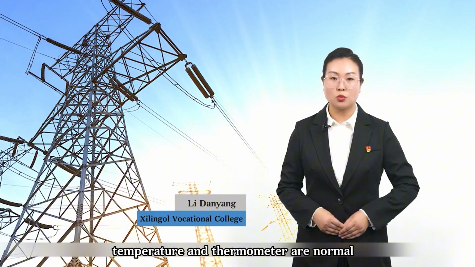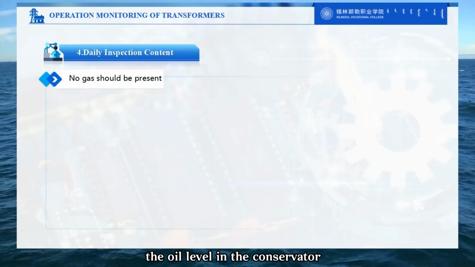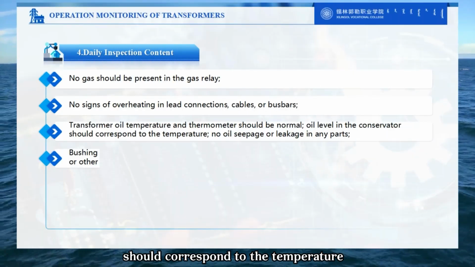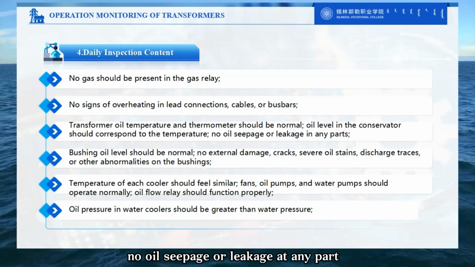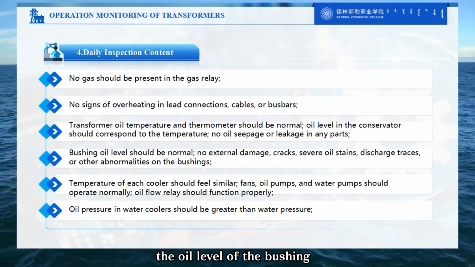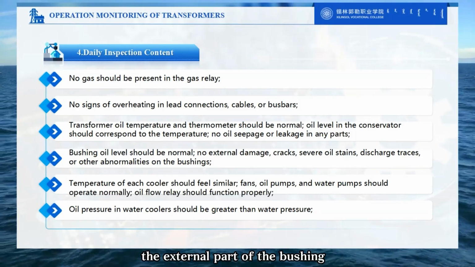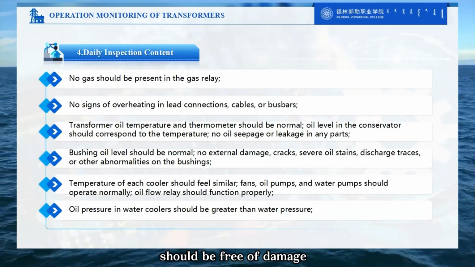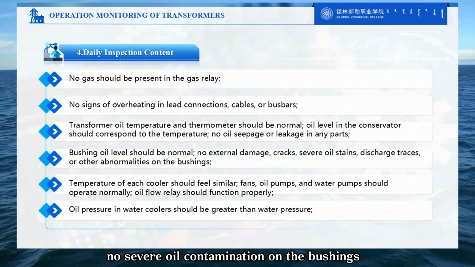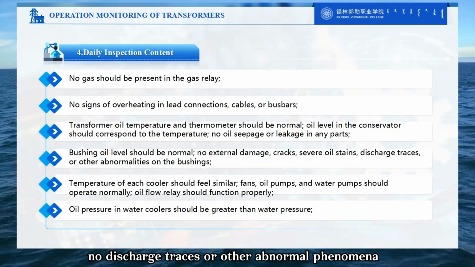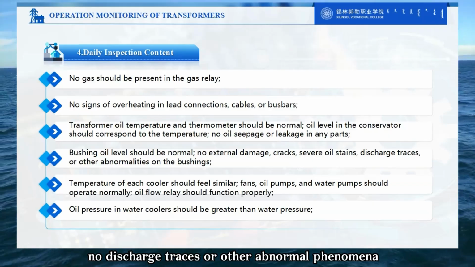the main content of daily transformer inspections includes whether the transformer's oil temperature and thermometer are normal. The oil level in the conservator should correspond to the temperature. No oil seepage or leakage at any part. The oil level of the bushings should be at the normal position. The external part of the bushings should be free of damage and cracks. No severe oil contamination on the bushings. No discharge traces or other abnormal phenomena.